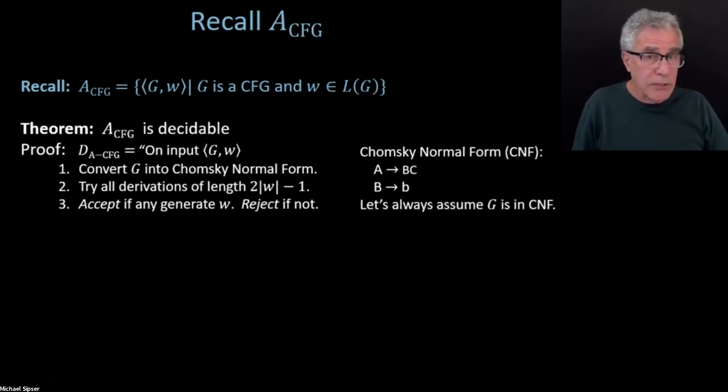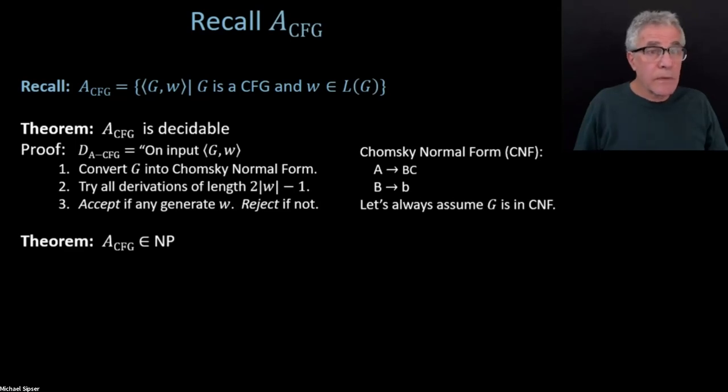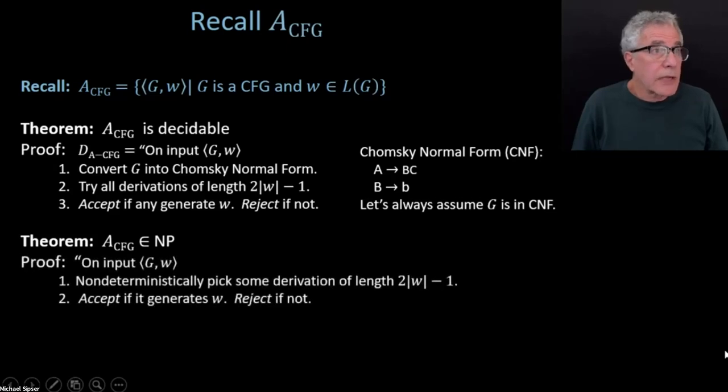We decided it by converting the grammar into Chomsky normal form. Then all the derivations have a certain length. You just try all the possible derivations of that length, and you accept if any of those derivations generate w. You may remember that from the first half of the course. That immediately gives an NP type algorithm for this language, because instead of trying all of these derivations sequentially, you try them in parallel non-deterministically. So non-deterministically, you pick some derivation of that length and you accept if it generates the input.